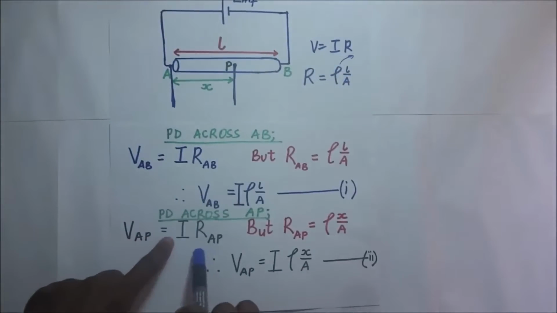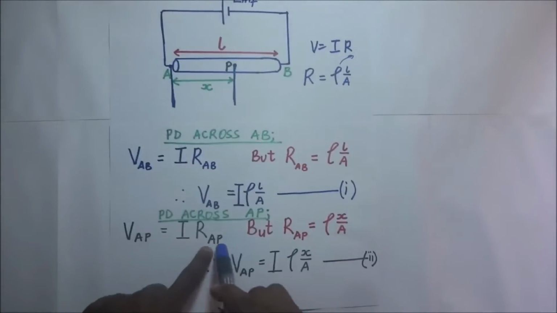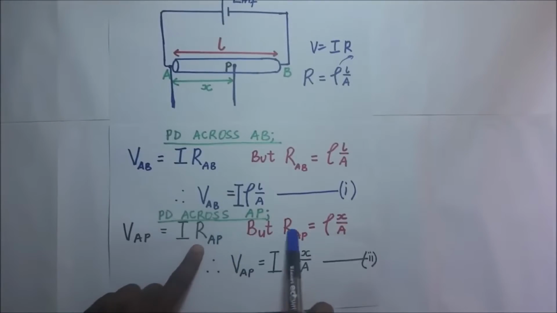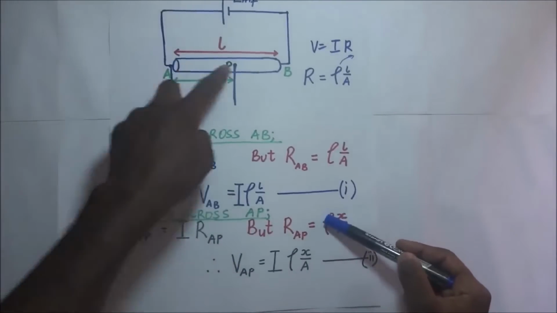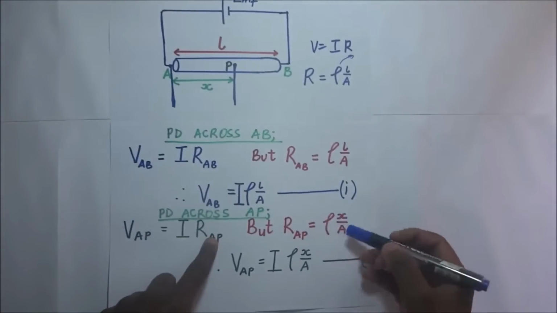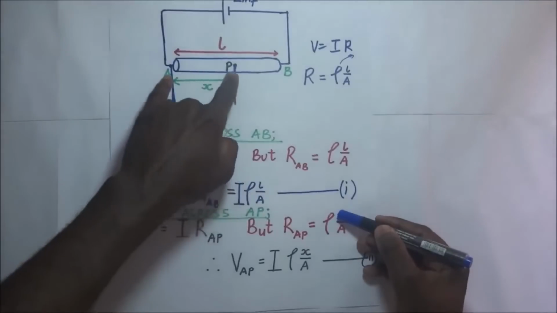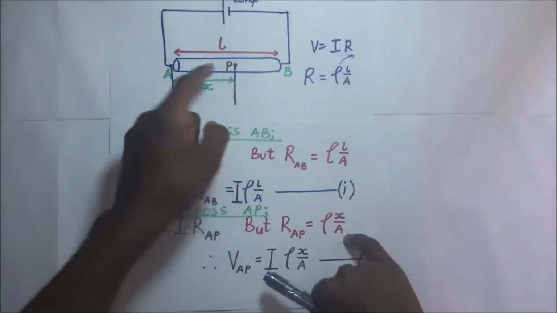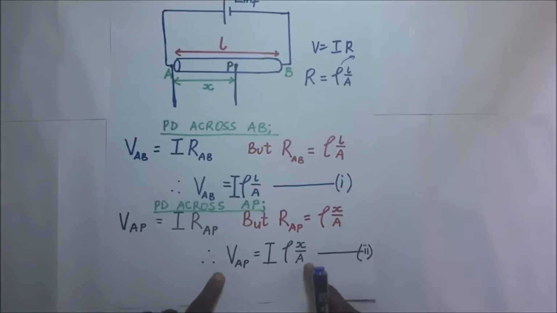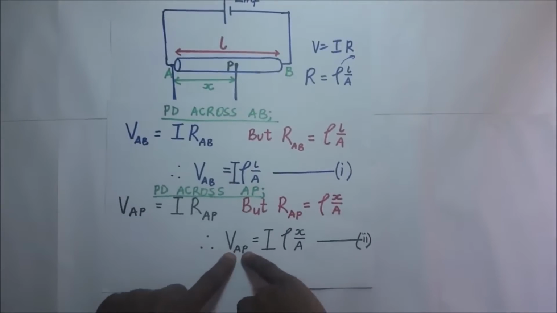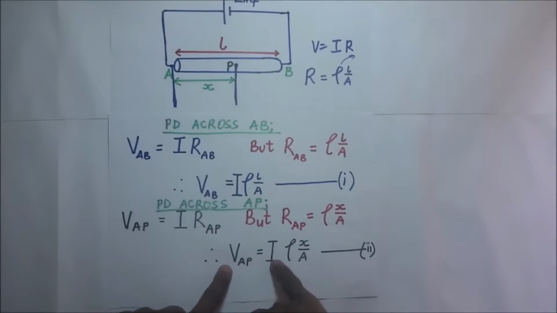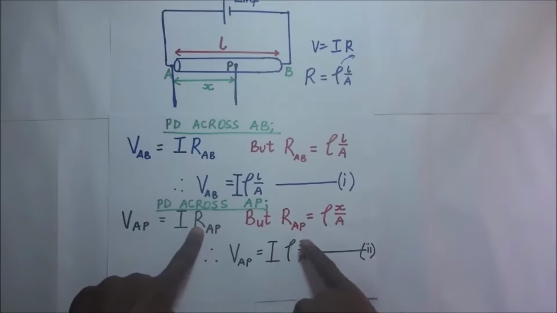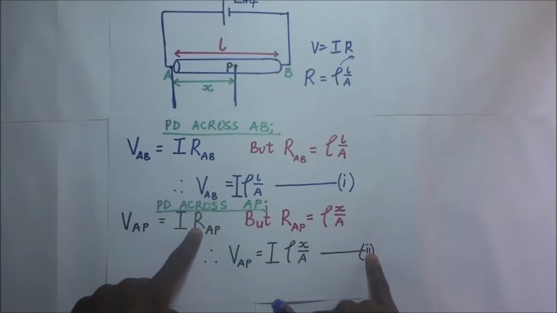We are going to do the same to get the potential difference across AP, which is right here. The PD across AP is going to be equal to the current going through AP times the resistance of that portion of the wire AP. Again, we know that RAP is equal to the resistivity of this same wire times X over A. X is the length of that portion of the wire, and A is the cross-sectional area of that wire, which is the same as before. We are dealing with the same wire. So the potential difference across that portion of the wire AP is going to be the current times RAP, the expression we are substituting there, and that constitutes our second equation.